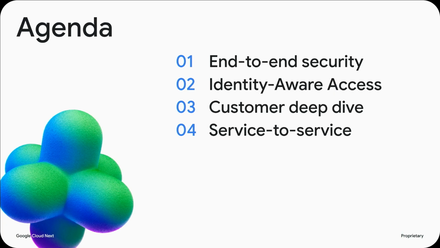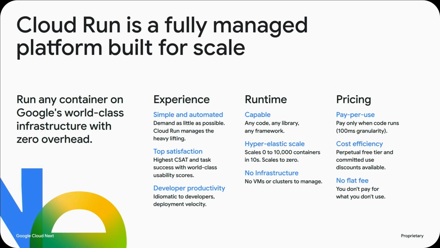First, we are going to talk about all the end-to-end security features on Cloud Run. Then we'll dive deep into identity-aware access controls. Then a customer will show you how they are creating secure apps and agents on Cloud Run. And finally, Shane will talk about service-to-service communication. So let's dive into it.